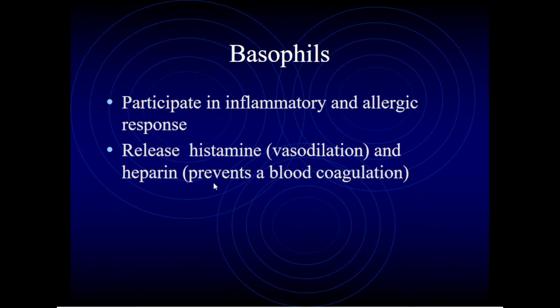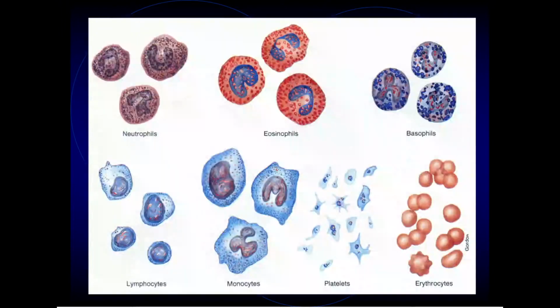So, functions of basophils are to participate in inflammatory and allergic response due to release of various substances from their cytoplasmic granules. All granulocytes have cytoplasmic granules that contain biologically active substances involved in inflammatory and allergic response. All of them act as phagocytes. Basically, all leukocytes act as phagocytes.